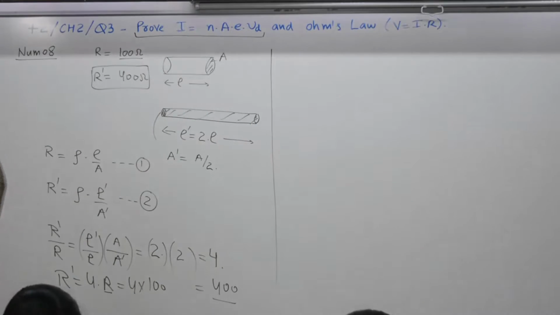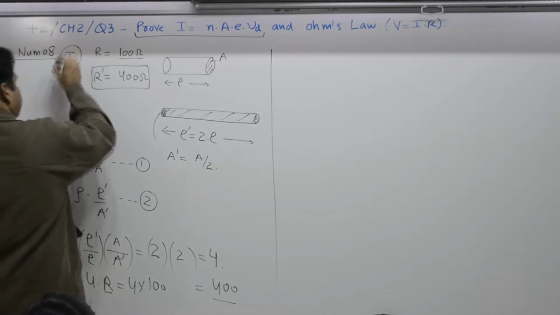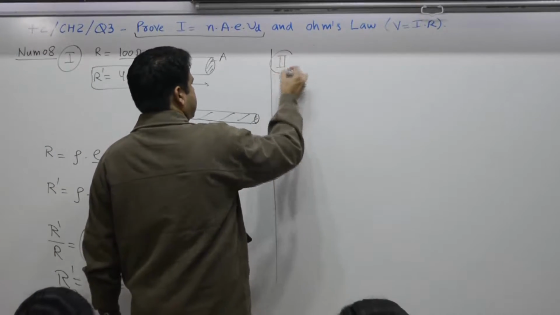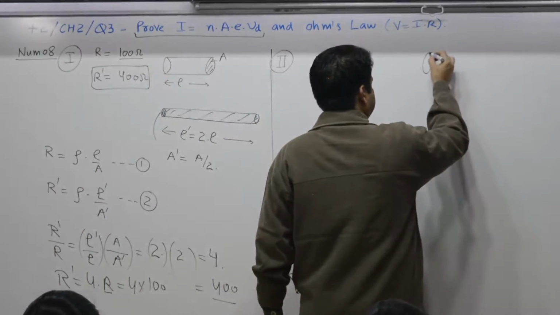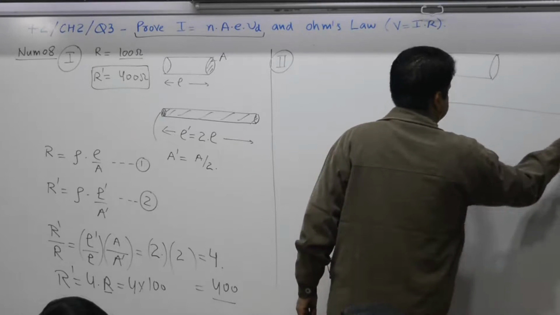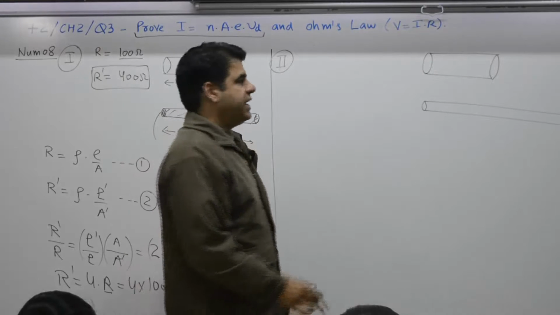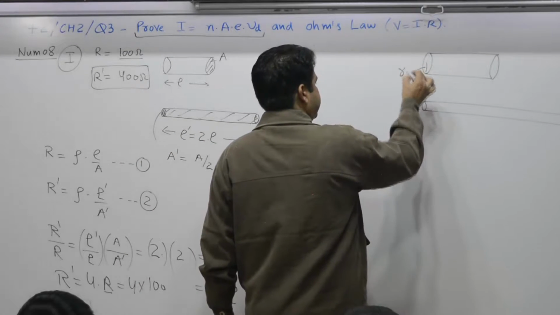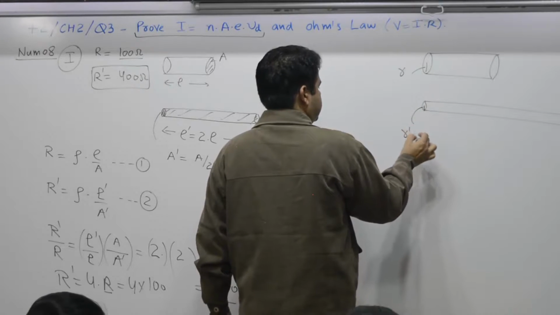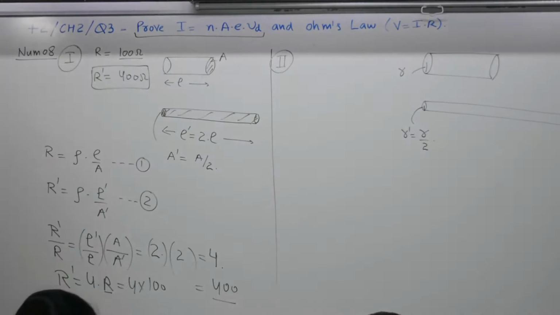Try the second part, B part of the same question. B part is half of the radius. This is part 1 of the question. Part 2 of the question is, there is a wire and new wire is having what radius? Original wire is having radius R, new radius R dash is R by 2. Try. Time with you is 2 minutes. Think of area and length.